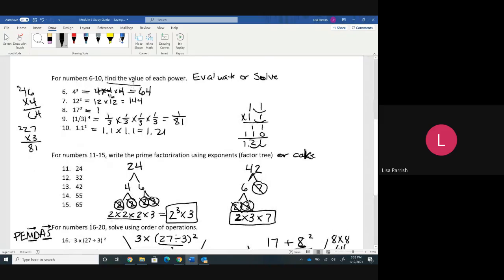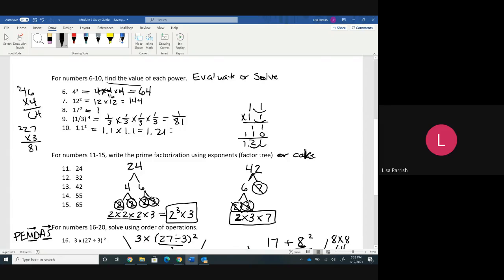When the section says find the value of each power, that means you're going to evaluate it and solve it. Okay, so you're going to take the number with the exponent, the power. You have to write it in expanded form. Okay, 4 to the third power is 4 times itself 3 times. 12 to the second power, 12 times itself 2 times. Remember, anything to the 0 power is just automatically 1. No work to show. 1/3 to the fourth power is 1/3 times itself 4 times, and so on. And then you will multiply those out to get the answer. So expanded form and then the answer.